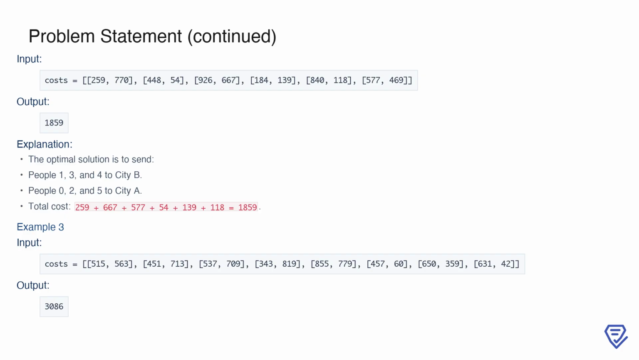5 to City A. Calculating the total cost, person 0 goes to City A for 259, person 2 goes to City A for 667, person 5 goes to City A for 577, person 1 goes to City B for 54, person 3 goes to City B for 139, and person 4 goes to City B for 118. Adding these costs gives 259 plus 667 plus 577 plus 54 plus 139 plus 118 equals 1859, which is the minimum total cost for this example.